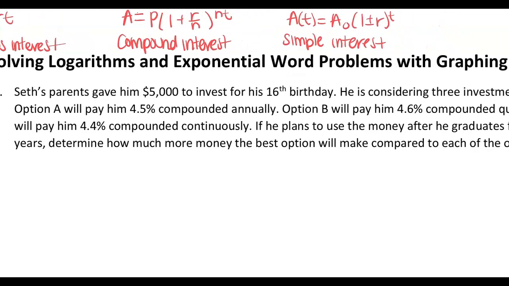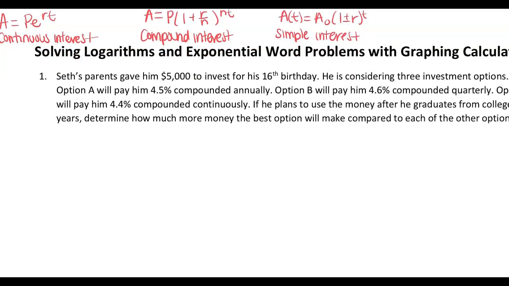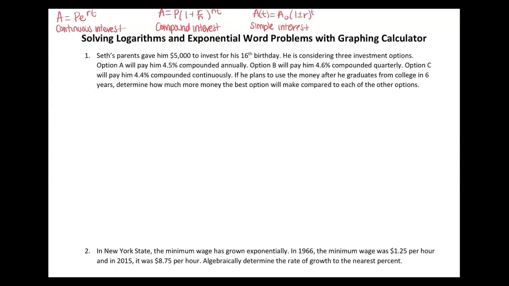So let's go ahead and look at the first question. And this is talking about Seth's parents. So in this question, it says, Seth's parents gave him $5,000 to invest for his 16th birthday. He is considering 3 investment options. Option A will pay him 4.5% compounded annually. Option B will pay him 4.6% compounded quarterly. And option C will pay him 4.4% compounded continuously. If he plans to use the money after he graduates from college in 6 years, determine how much more money the best option will make compared to the other options.